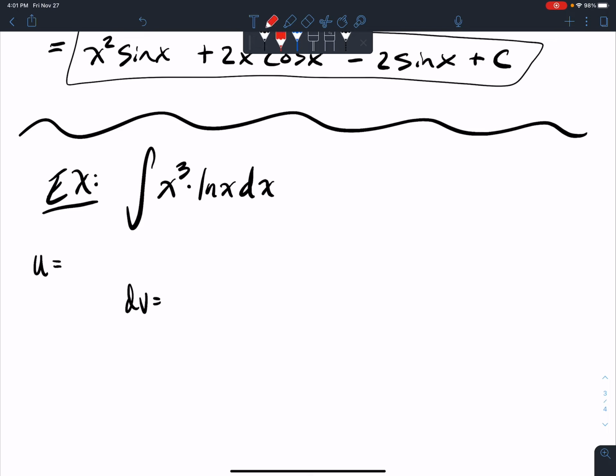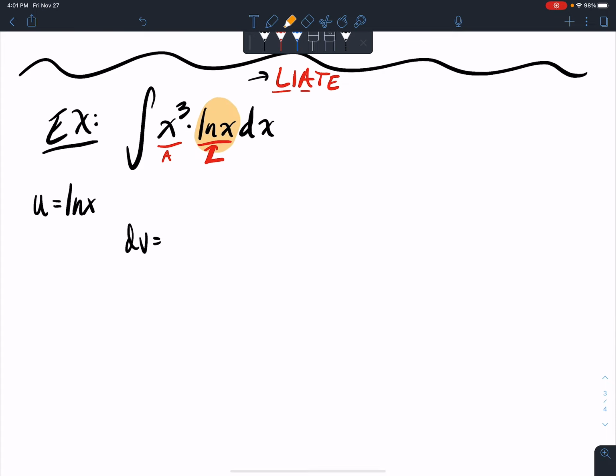So how do I pick a u? I can use the trick, the LIATE. L is for logarithm. That's what I see right here. I see a logarithm. A is for algebraic expression. So I'm going to pick the logarithm to be my u because that's the first letter in the mnemonic. So ln x is my u. So if ln x is the u, then what's left, x cubed dx, is going to be my dv. X cubed dx is the dv.